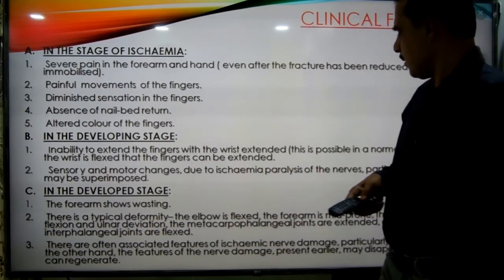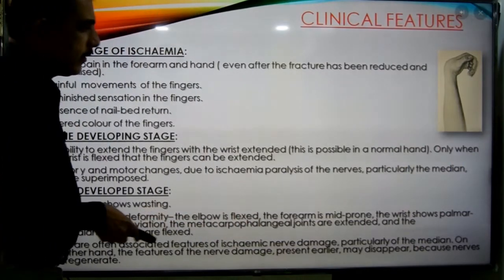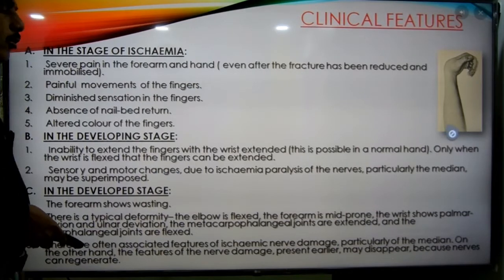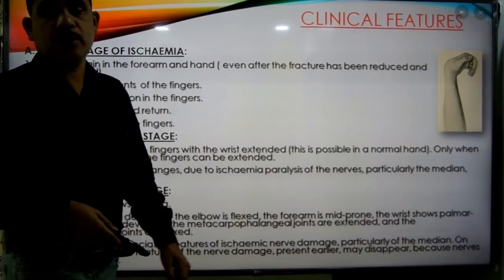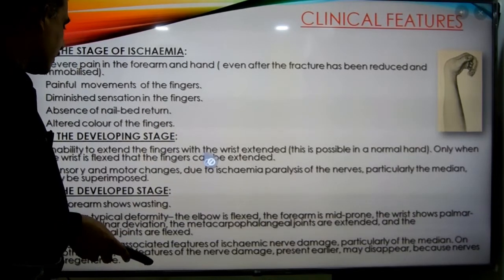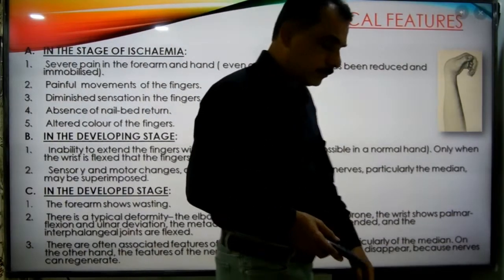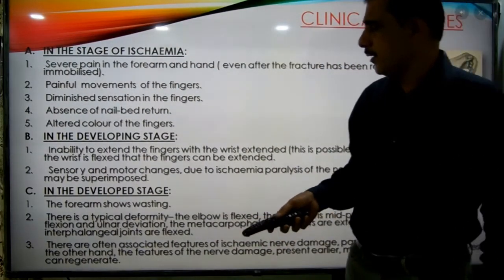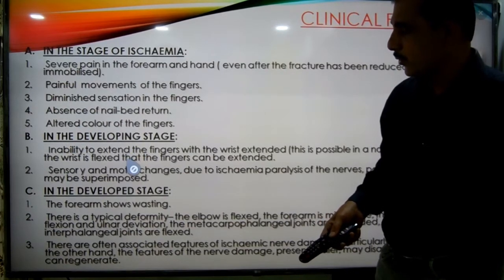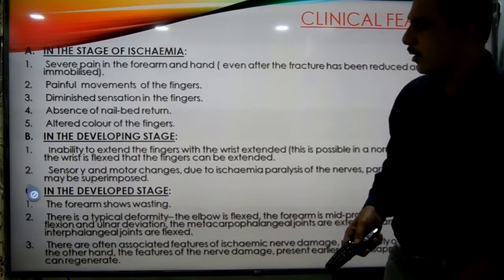Then the second one, sensory and motor changes. Due to ischemia, there is paralysis of the nerves, particularly the median nerve. The median nerve is involved; neural changes take place. Ischemia of the median nerve, or paralysis, will take place due to ischemia. Then the third group of clinical features are there. So these clinical features are of the developing stage.